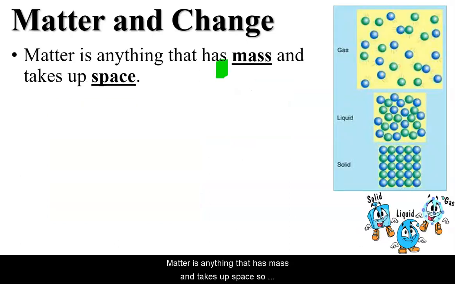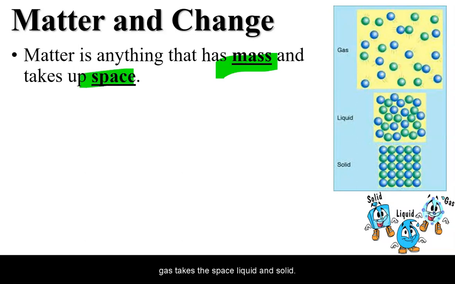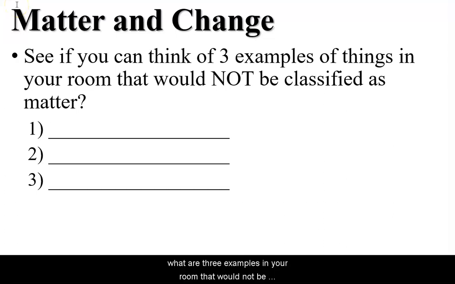Matter is anything that has mass and takes up space. So gas takes up space, liquid, and solid. What are 3 examples in your room that would not be classified as matter? And remember, matter has mass and it takes up space.